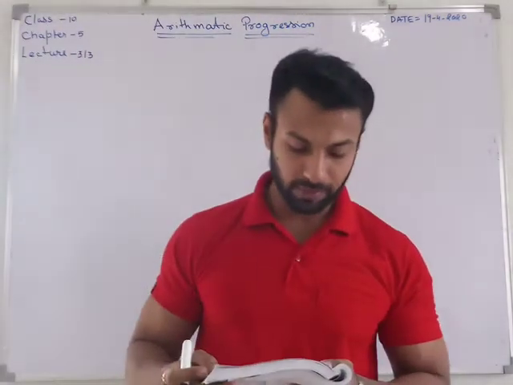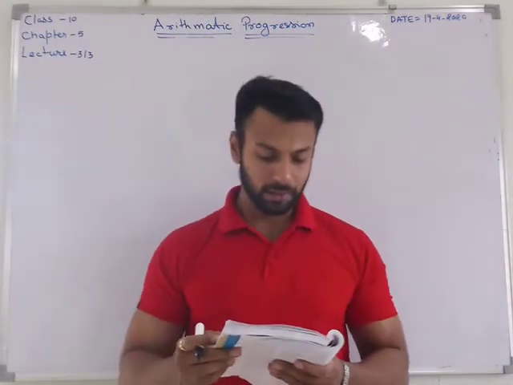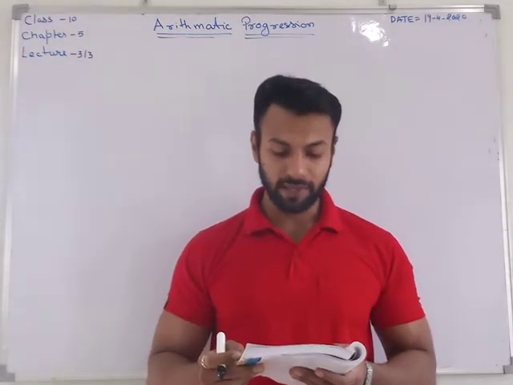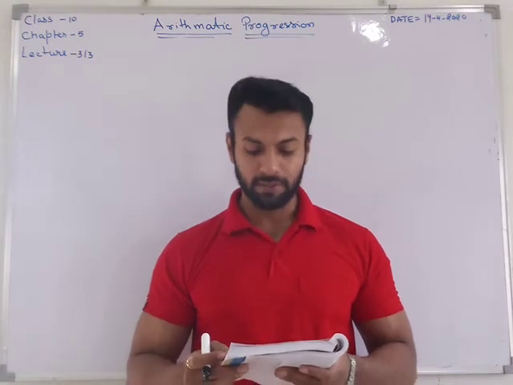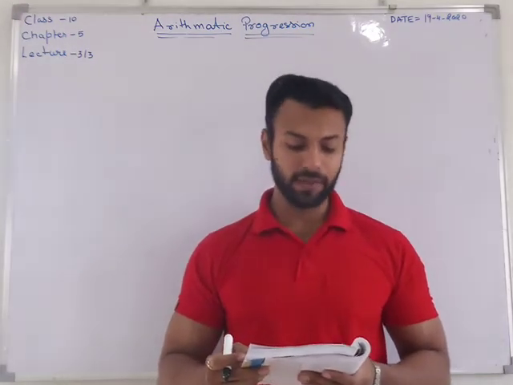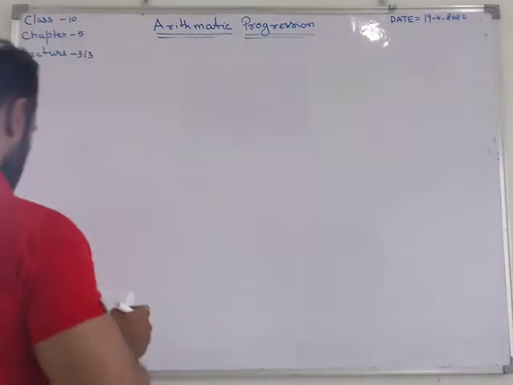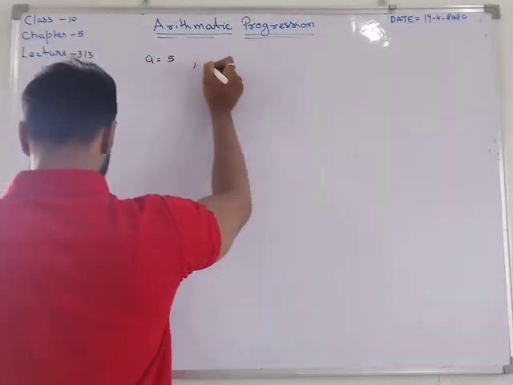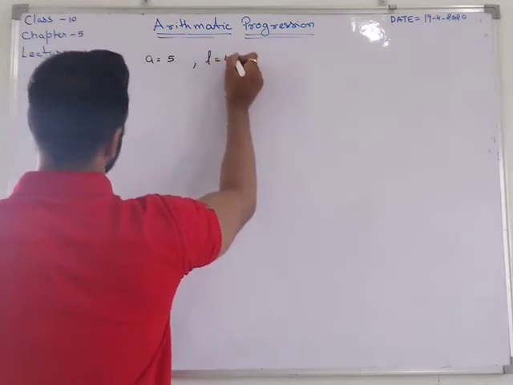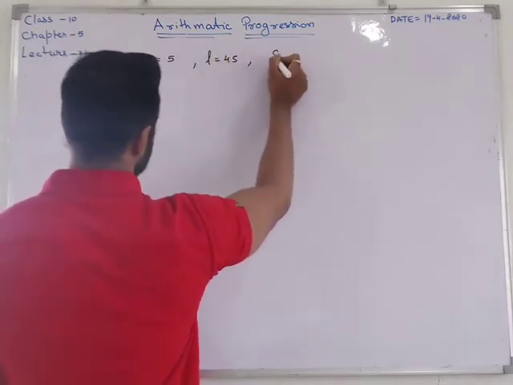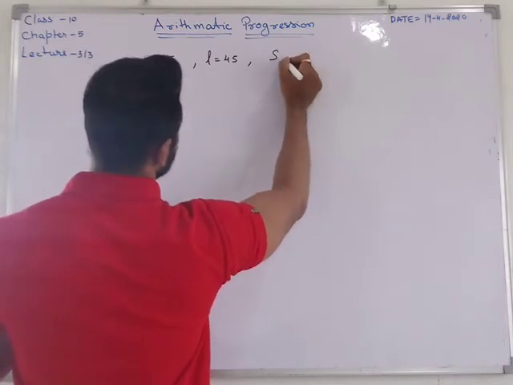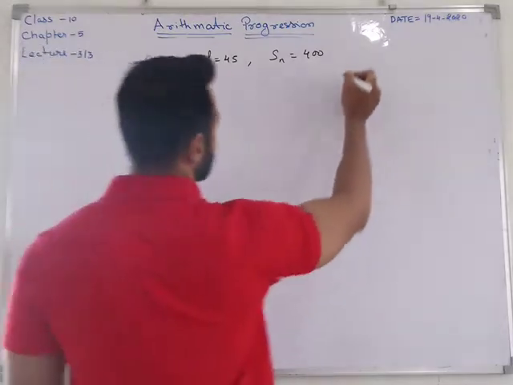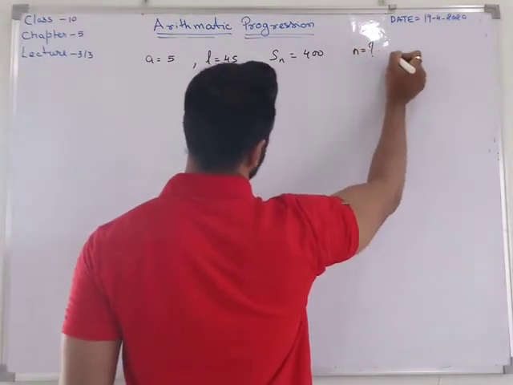Second question is question number 5 of the same exercise. The first term of an AP is 5, the last term is 45 and the sum is 400. Find the number of terms and the common difference. First term of an AP is 5, last term is 45, sum is given as 400. Find the number of terms, that is n, and the common difference.